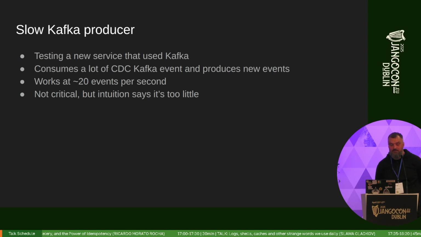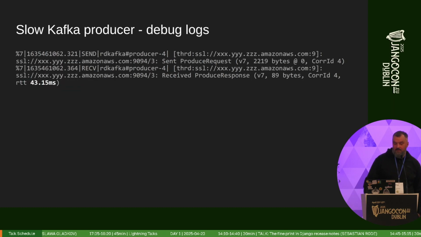Some people said, oh, well, that's fine because Kafka can scale, and we can scale it up to reach the numbers we need. For me, it seemed a bit too little. So I got some time to investigate what was happening. First, I turned on the logs for the Kafka library. It said that it really took 43.15 milliseconds to produce a message.